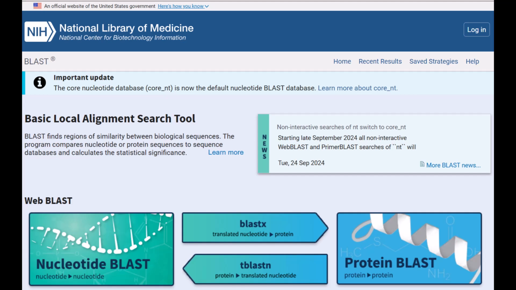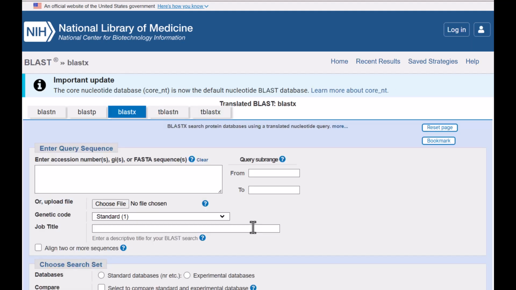the protein does. So we are using today BLASTX because we start with a nucleotide sequence and we want to know what the protein does. So let's go to BLASTX and copy and paste our sequence.